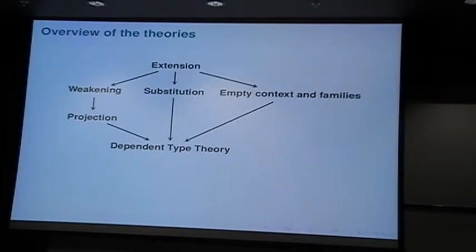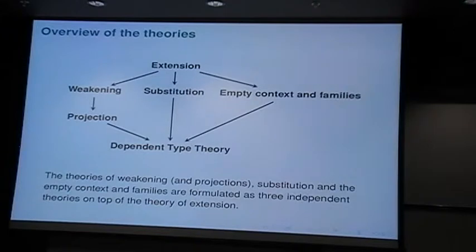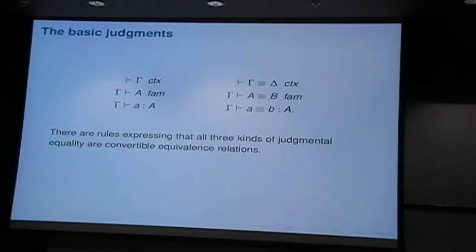So if you are already familiar with type theory, you are going to see a reformulation of type theory. If you are not already familiar with dependent type theory, I hope that you learn something about dependent type theory from this talk, how the structure goes. Oh yes, this says that these three theories of weakening, substitution, and empty are independent, but I sort of said that. Okay, so to get things started, we need judgments, because that's how type theory usually goes.